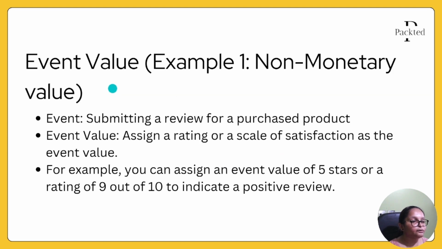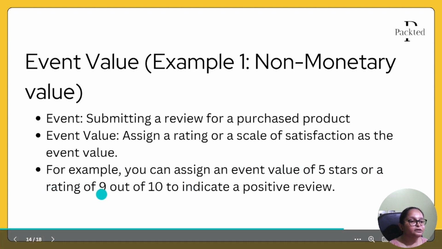Next we are looking at event value, and I am giving you an example for a non-monetary value. For example, you are making an event that somebody is submitting a review on your website for a purchased product. Then you can assign the rating or the scale of satisfaction as the event value. For example, you can assign a value of 5 stars, or you can set a rating of 9 out of 10 to indicate that it was a positive review.